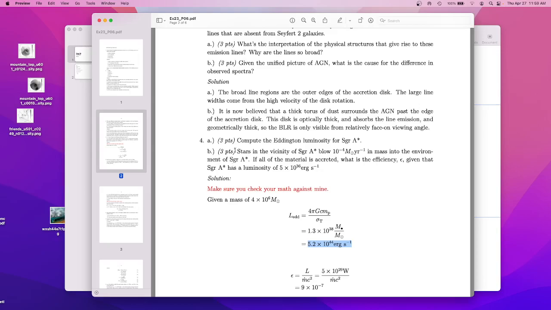And then, I'm not crazy about this problem. I don't like it, but we ran with it anyway. So if the stars are blowing 10 to the minus 4 solar masses per year in wind, which is not unreasonable for a bunch of big stars, but totally high for what's actually going on in the galactic center, a totally fictitious number. But if all the material is accreted, what is the efficiency given that Sagittarius A star has a luminosity of 5 times 10 to the 36 ergs per second? This is right, that's actually the luminosity of Sagittarius A star.